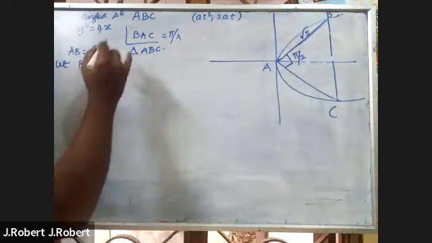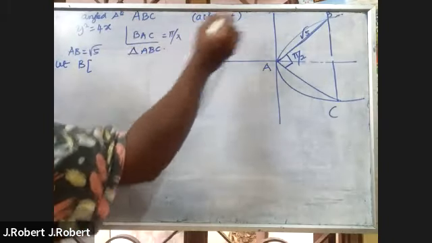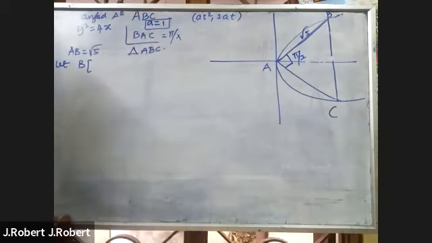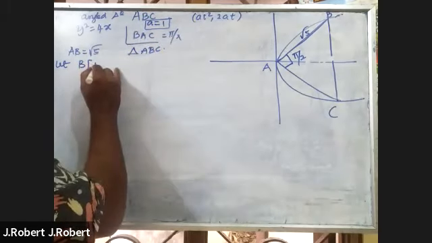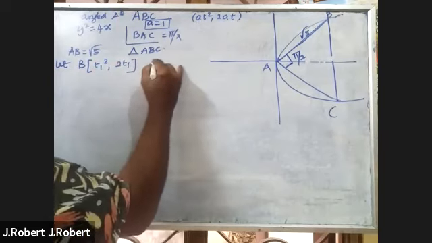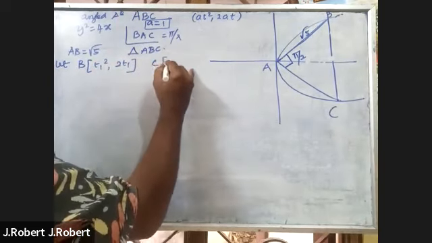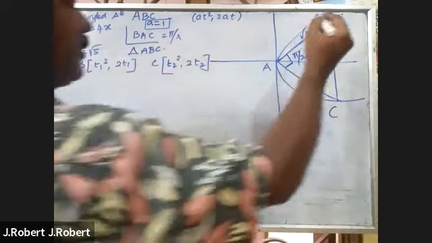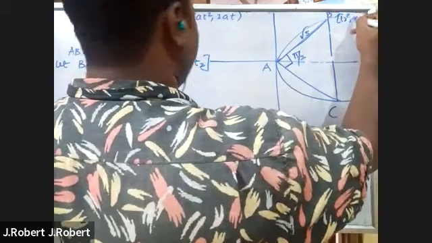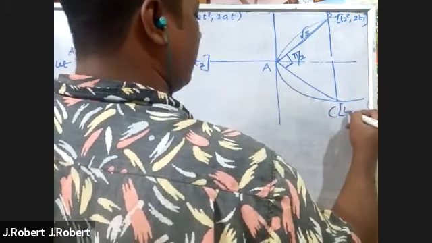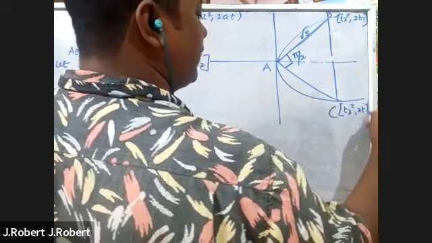I can take this as A T1 square, 2 A T1. From this given parabola, I can say A is equal to 1. So putting 1 for A, therefore I can say T1 square, 2T1. Similarly, your C is equal to T2 square, 2T2. This point B is called T1 square, 2T1. And then this C point is called T2 square, 2T2.